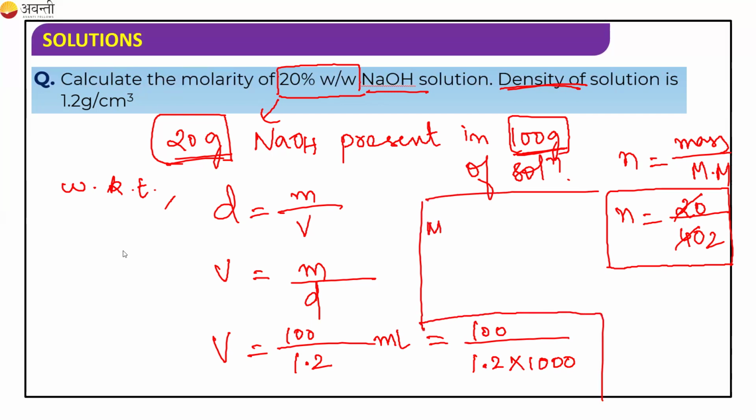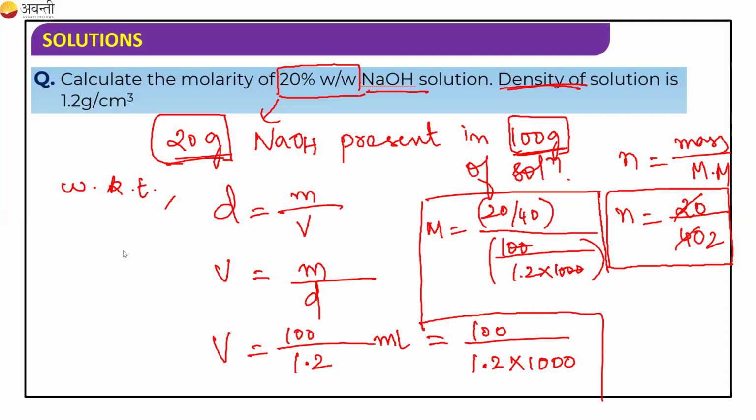So molarity is equal to the number of moles of solute, which is nothing but 20 by 40, divided by the volume of solution in liter. It is 100 divided by 1.2 into 1000. Just do this. If we do the calculation, what will be the answer we get? So 0 gets cancelled here, and it is 0.5 divided by 100 by 1.2 into 1000.